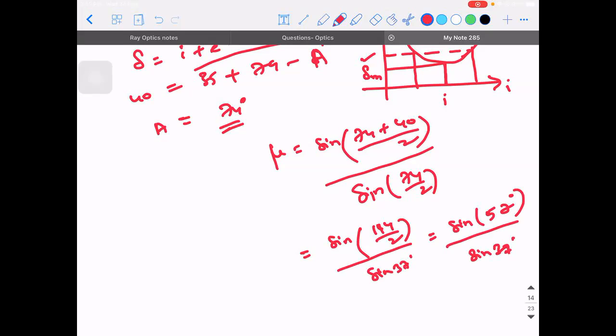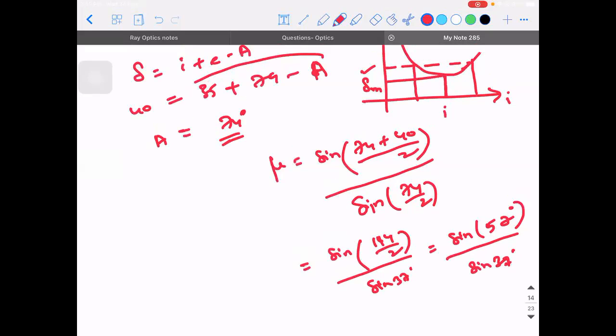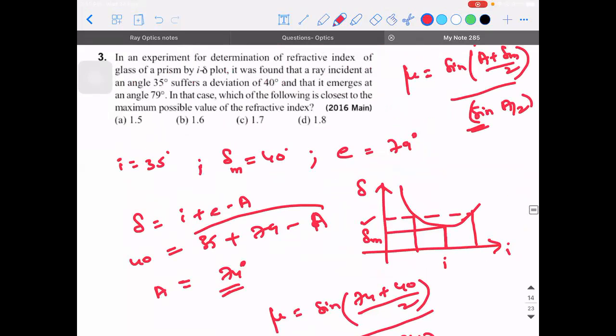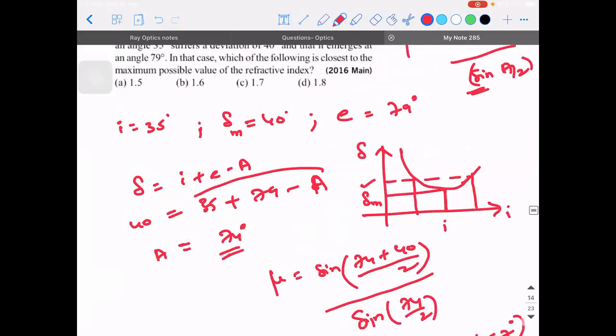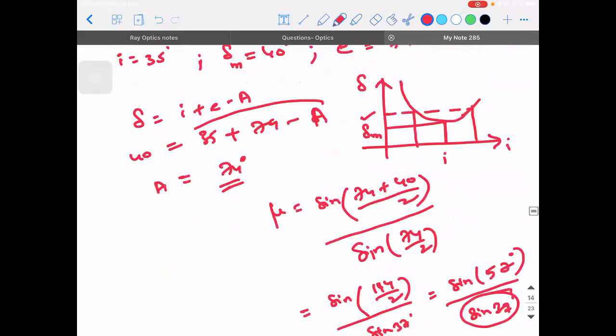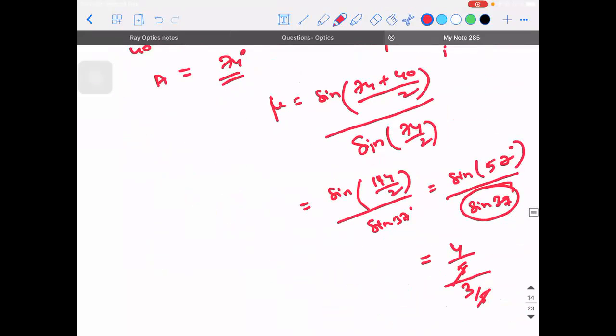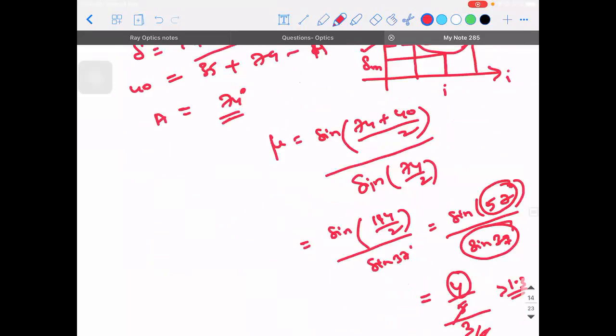Values are not given. Did they give anything? It's close to it. See, sine 37 you can find out. It is 3 by 5. Sine 53 is almost close to 4 by 5. Then sine 53 is 4 by 5, correct? So sine 37 is 3 by 5. Cancel it. 4 by 3 is now 1.3. So sine 57 will be slightly greater than 4 by 5, so the numerator will be slightly greater than 1.3. Which value can we take?